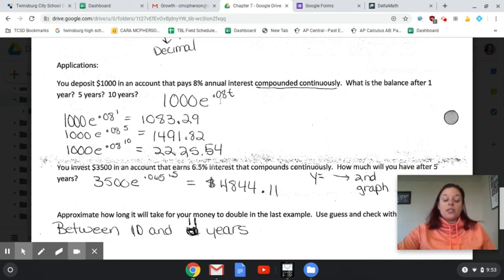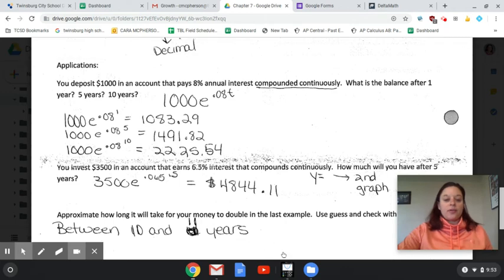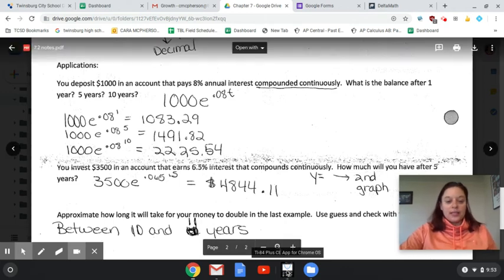And then we want to know how much you'll have after a certain amount of time. So after a year, you'd put one in for T. After 5 years, you'd put a five in. After 10 years. So on your calculator, I want to show you a couple basic things and a couple shortcuts.